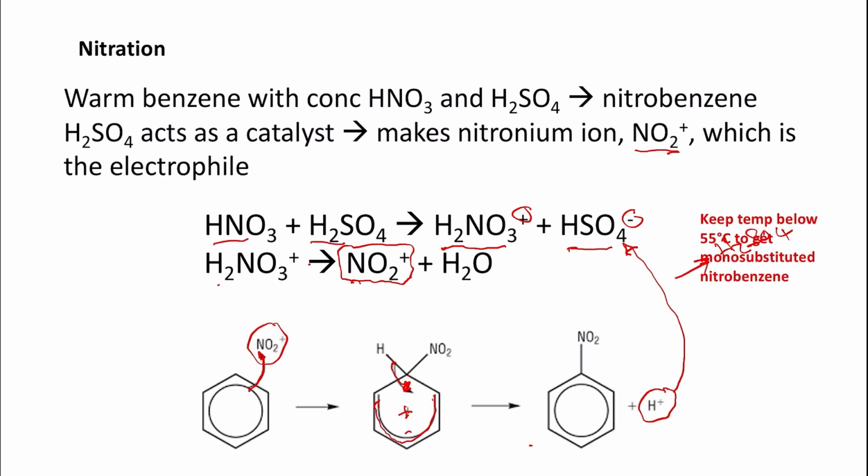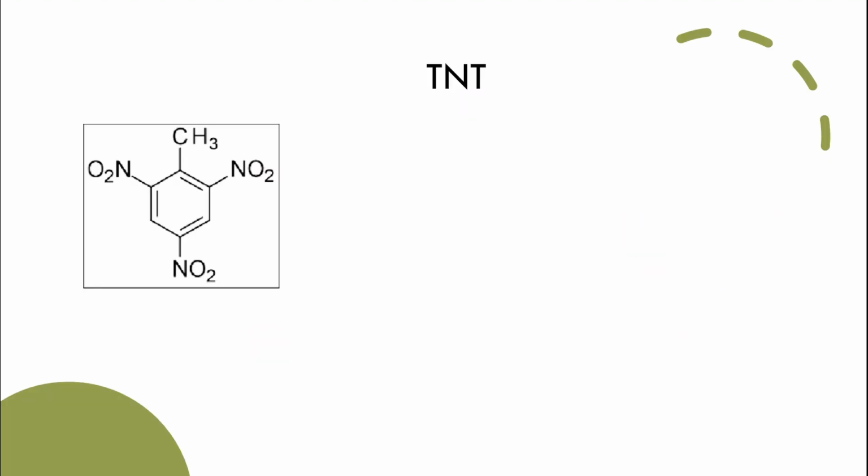Nitration is a very important reaction, and the benzene ring can undergo several nitration steps. So in order to keep it to only mono-substituted nitrobenzene, you need to keep the temperature below 55 degrees in order to get the mono-substituted product. Otherwise, if you use higher temperatures, there will be multiple nitrations. You're going to end up with di- or tri-nitro compounds.